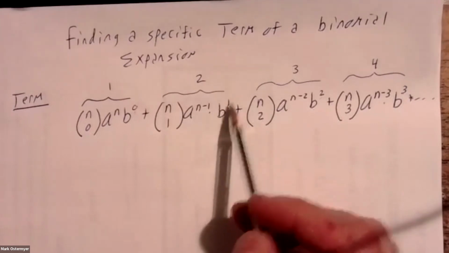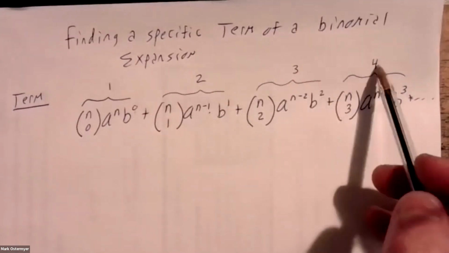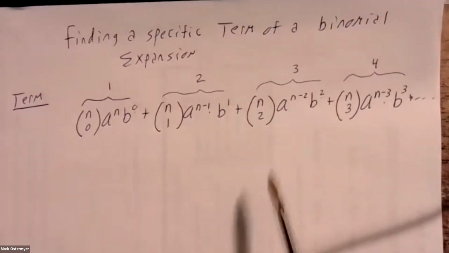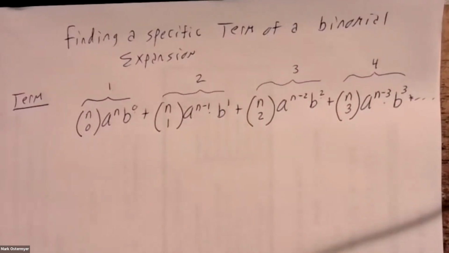So this is the first term, power on B is 0. Second term, power on B is 1. Third term, power on B is 2. Fourth term, power on B is 3. All right, that's one pattern we need to observe.